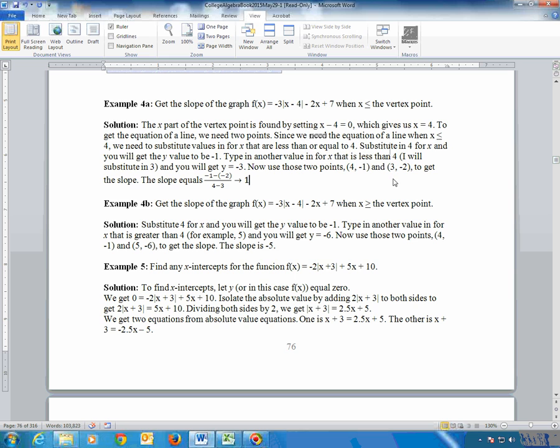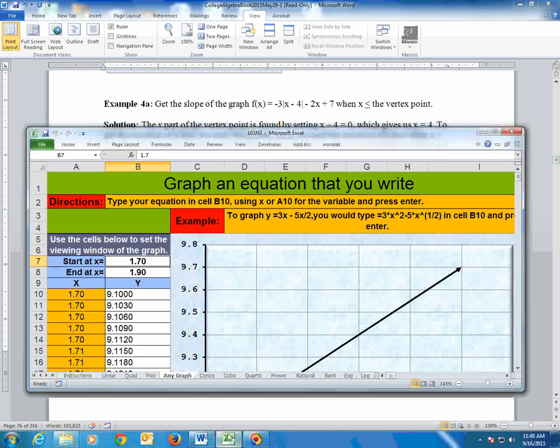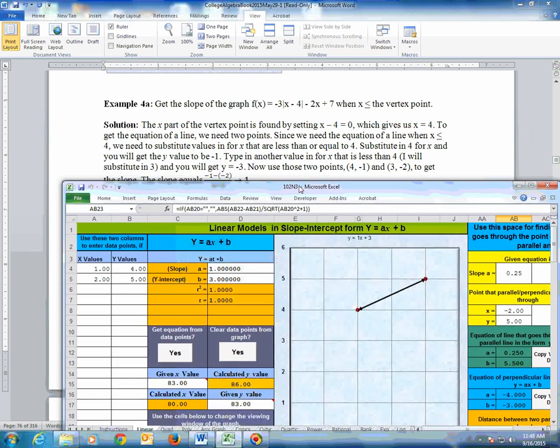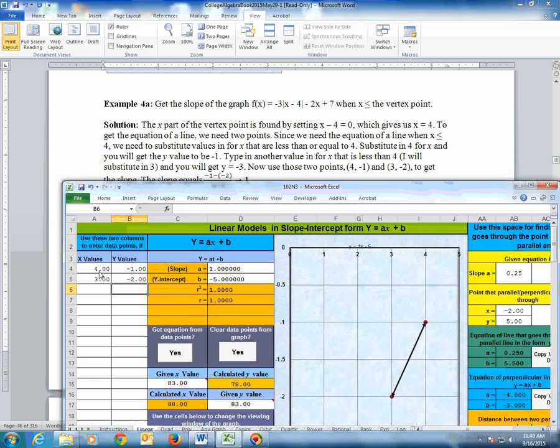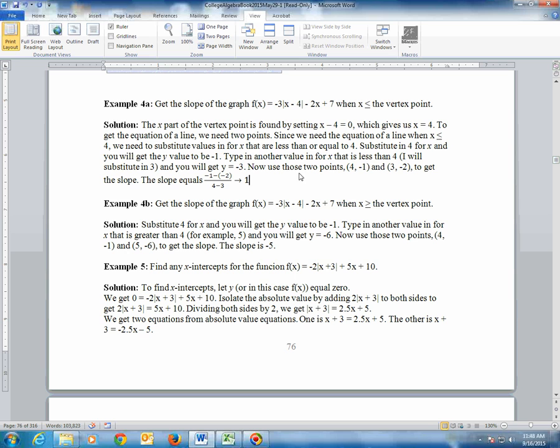So now you have 2 points, and to get the slope, you can either do it by hand using the slope formula, which is difference of y's over difference of x's, and get 1, or you can take these 2 points and type them into the linear sheet right here. So the 2 points are (4, -1), and the other point is (3, -2), and make sure that it gets the equation right there, 1. So that's the way that one works.